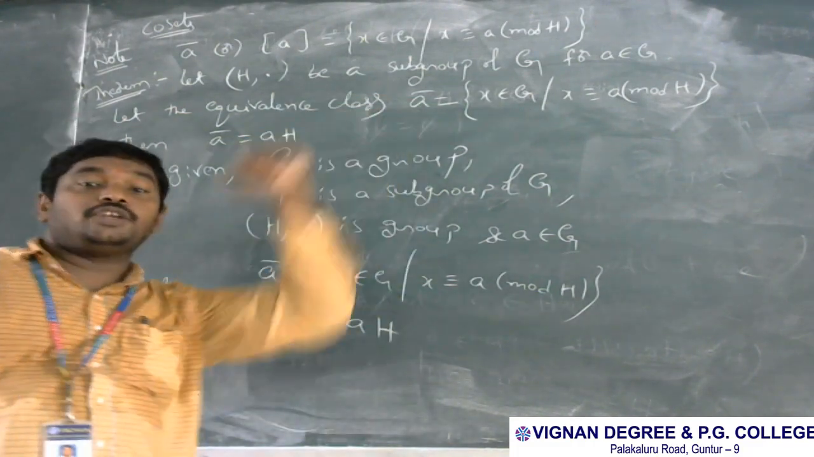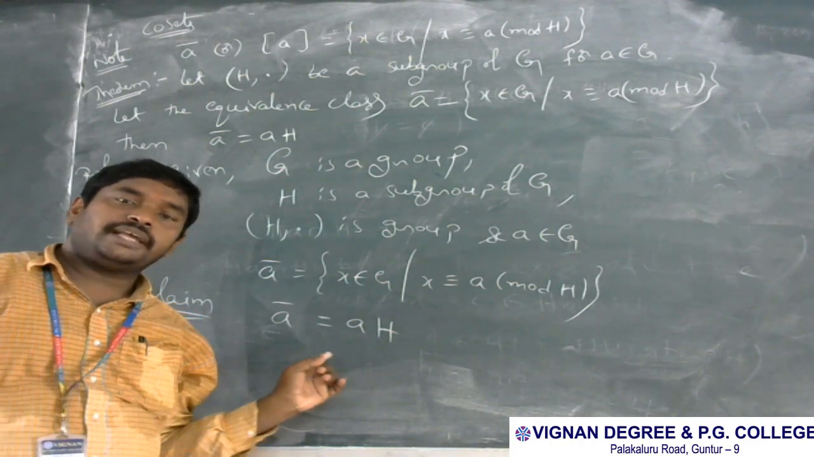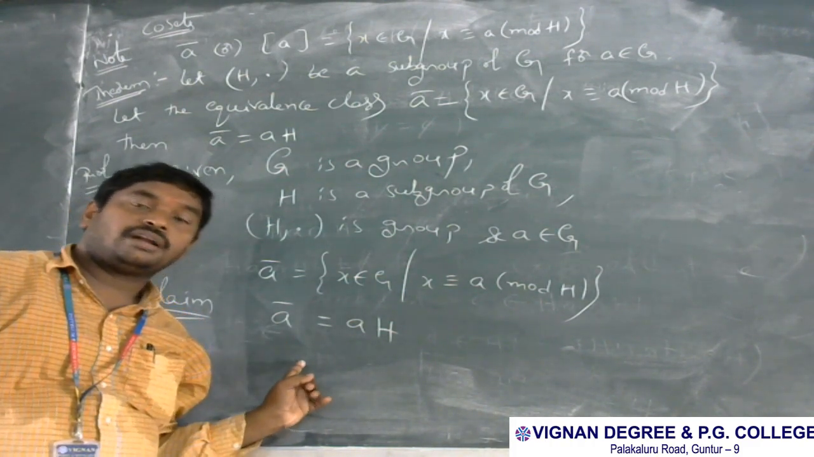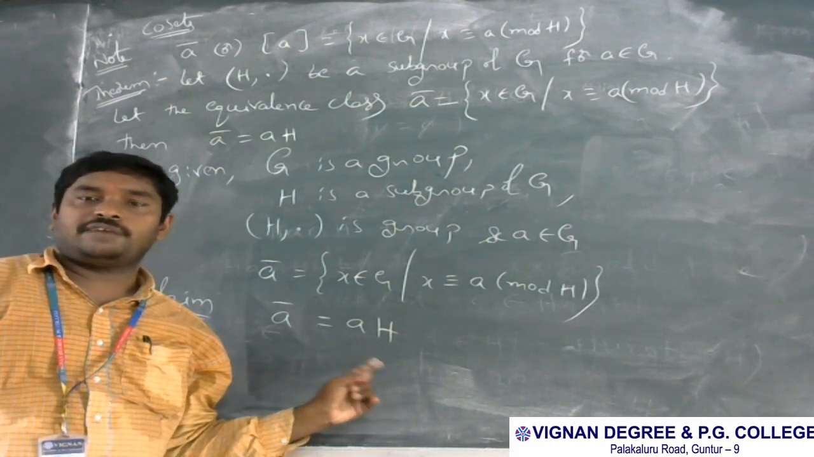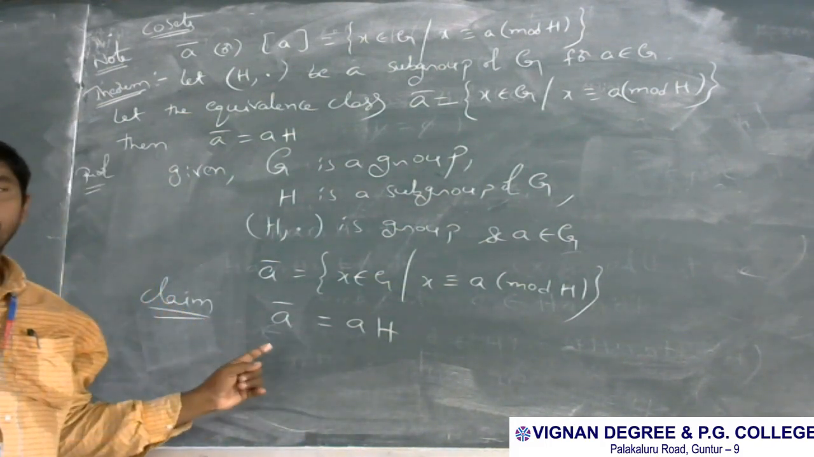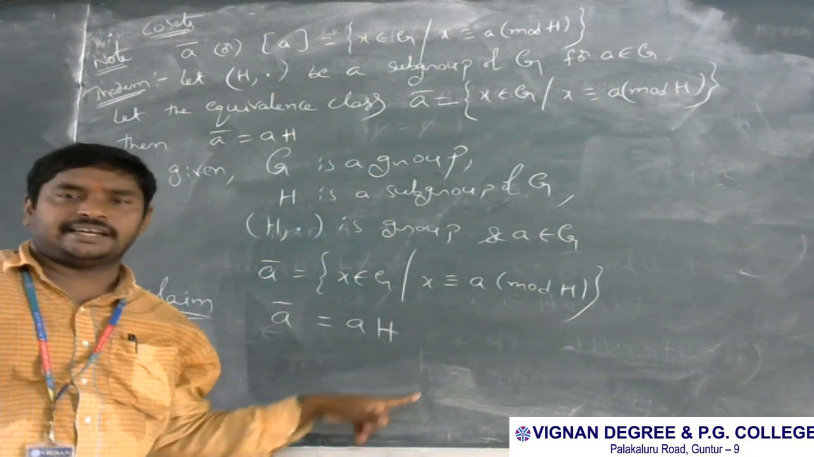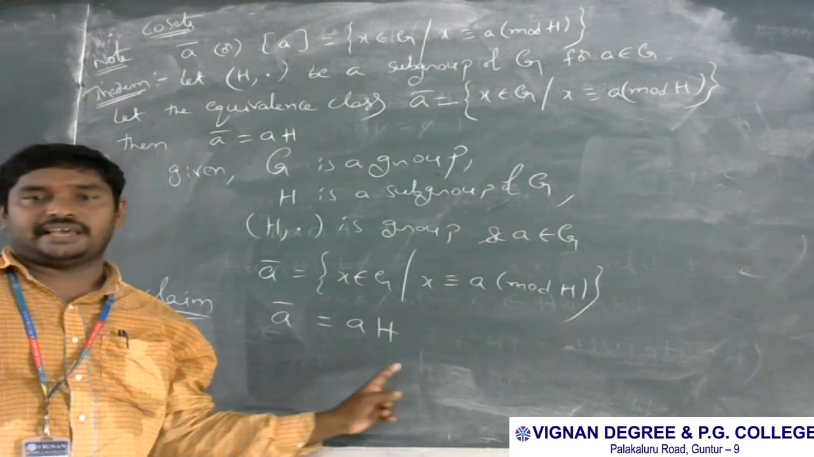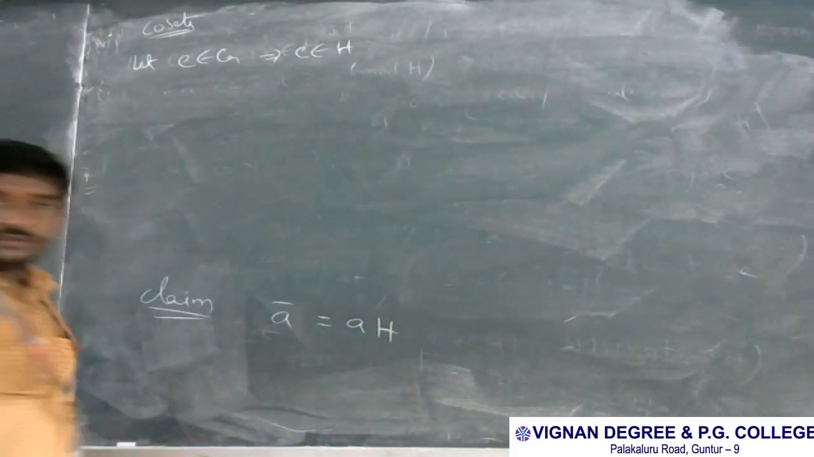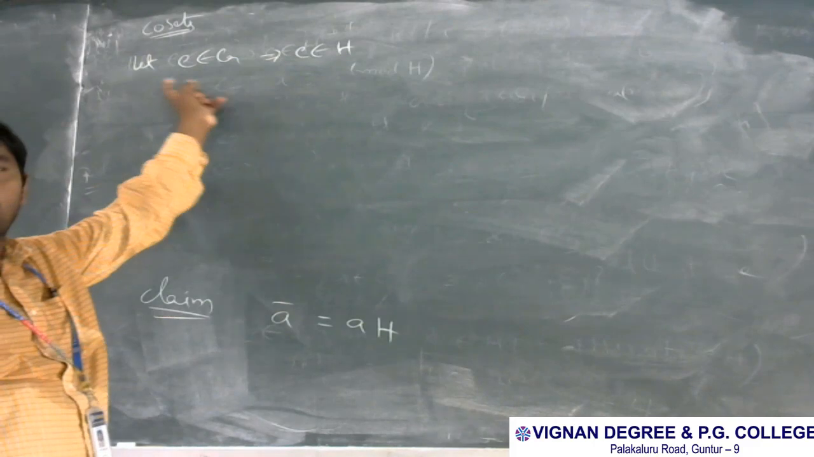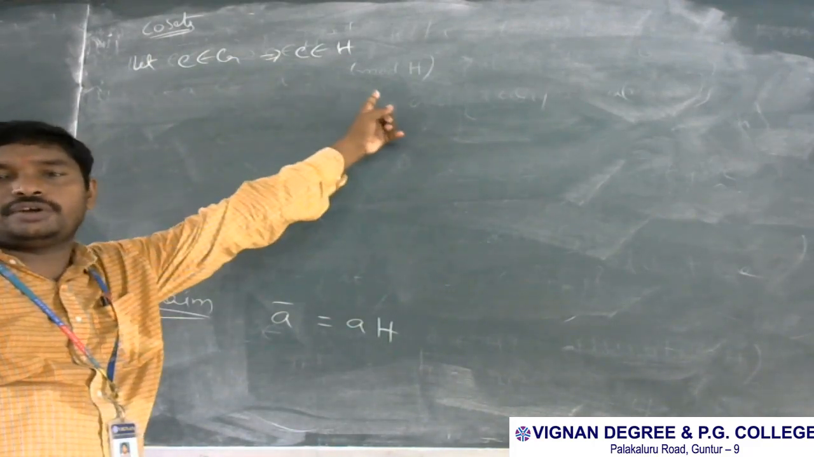Okay, so how can you prove it? A bar equal to AH means you have to take an element in A bar and prove that the element is contained in AH. So first you have to take an element in A bar, and next you have to prove that the element is also contained in the right-hand side AH. Okay, friends? Let small e belong to capital G. That implies small e belongs to capital H.